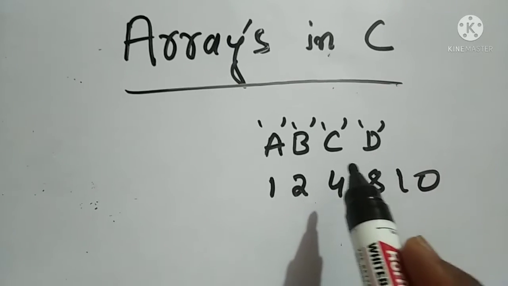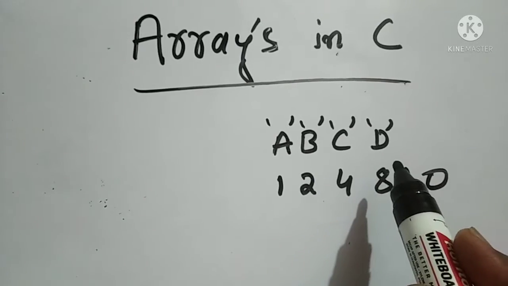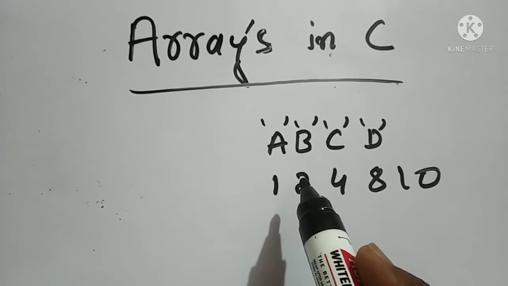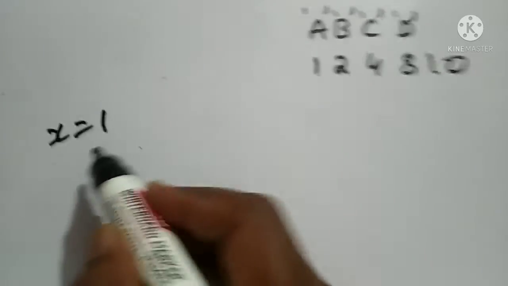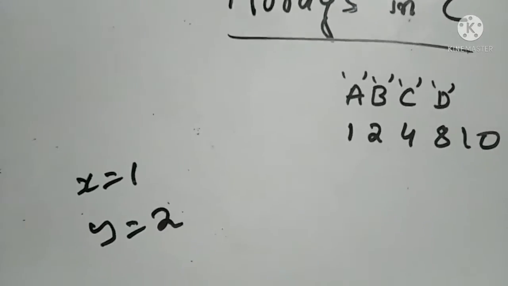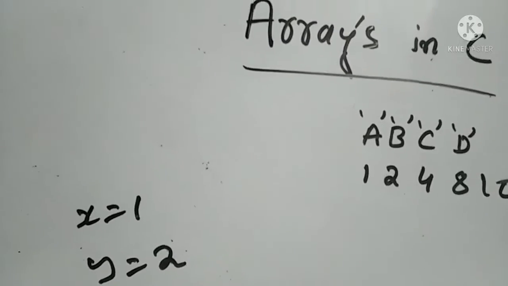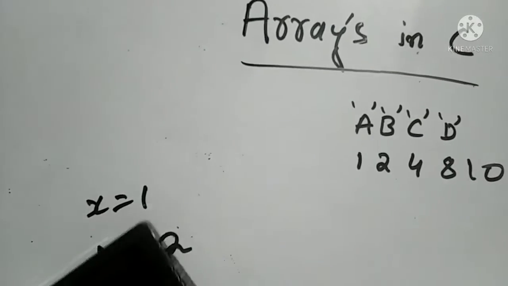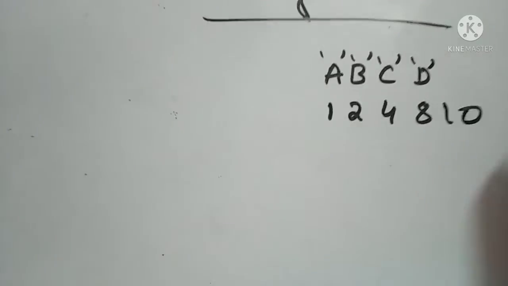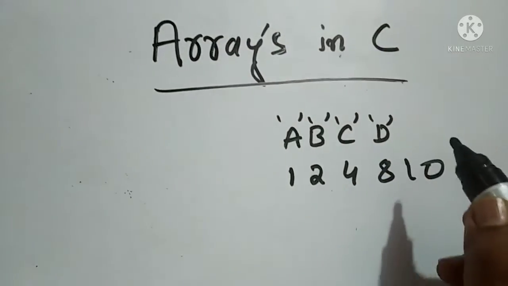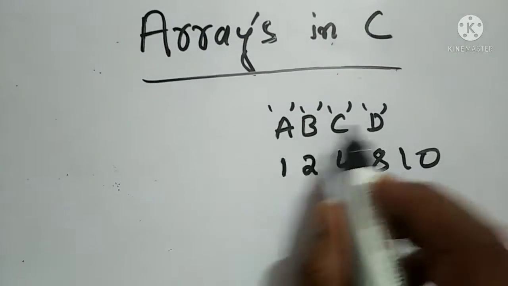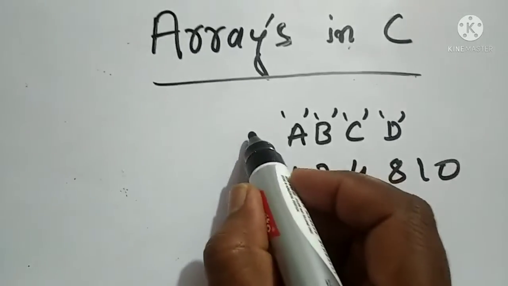If I want to group them with the same name: for each variable we require a different name. For example, x is equal to 1, y is equal to 2. So for each number we require different names. Instead of that, we can give the same name to a group of data, and we call it an array. So let us define these numbers or alphabets with a single name.